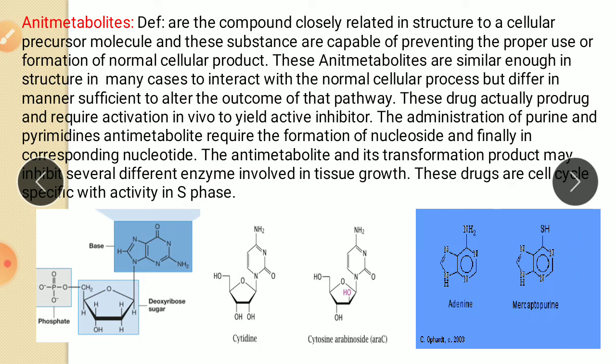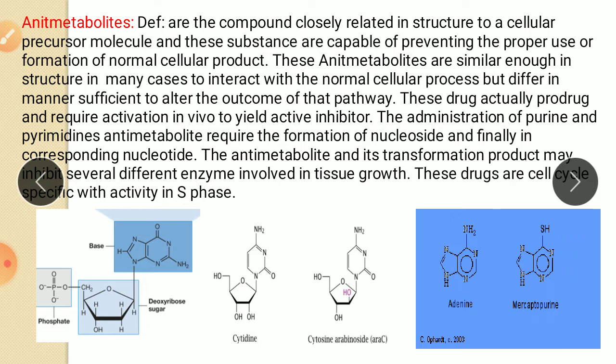These drugs are actually prodrugs and require activation in vivo to yield the active inhibitor. The administration of purine and pyrimidine antimetabolites requires the formation of the nucleoside and finally the corresponding nucleotide. The antimetabolite and its transformation product may inhibit several different enzymes involved in tissue growth. These drugs are cell cycle specific with activity in S phase. So antimetabolites are drugs which have structural similarity with cellular precursors.